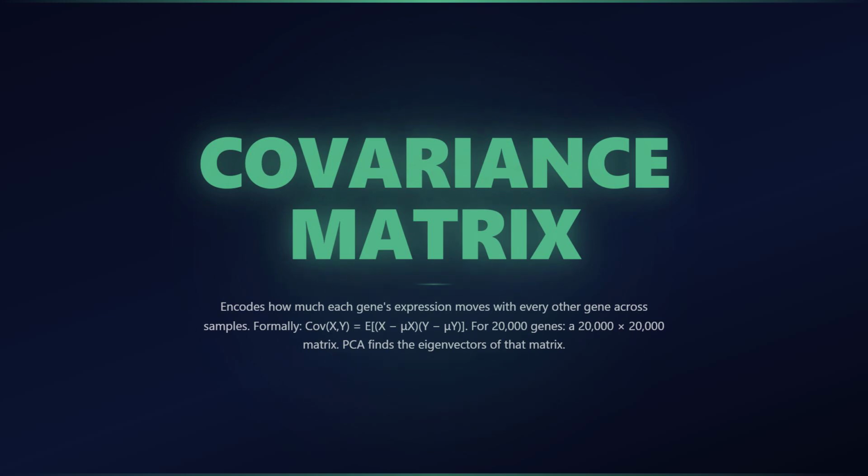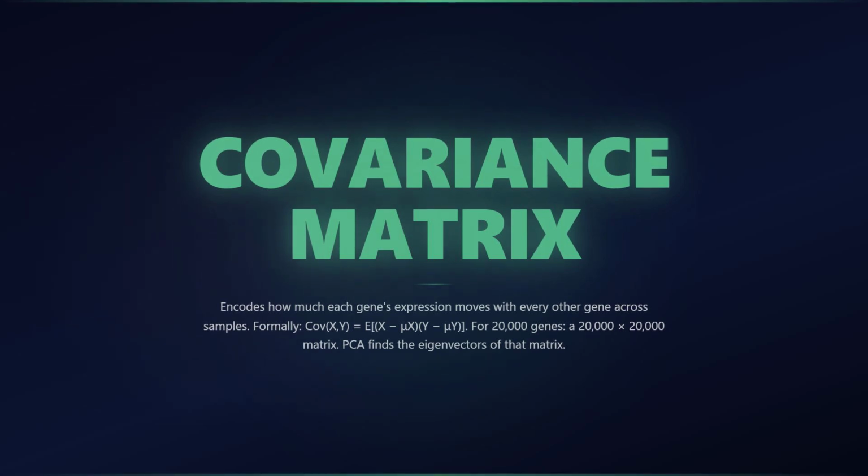Formally, the covariance of 2 variables, x and y, is E[(x − μx)(y − μy)]. For 20,000 genes, this matrix is 20,000 by 20,000. PCA finds the eigenvectors of that matrix. Each eigenvector defines a direction through the data, a principal component. Each eigenvalue tells you how much variance that direction explains. The eigenvector with the largest eigenvalue is PC1, the angle that casts the longest shadow.